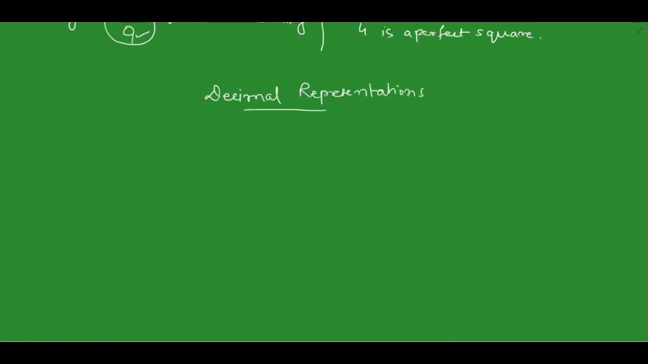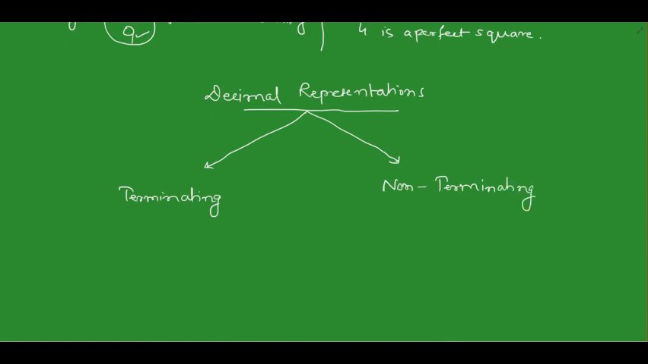Decimal representations. Broadly, if we classify, these decimal representations are of two types. One is terminating decimals, another is non-terminating. Let's look at examples of these.